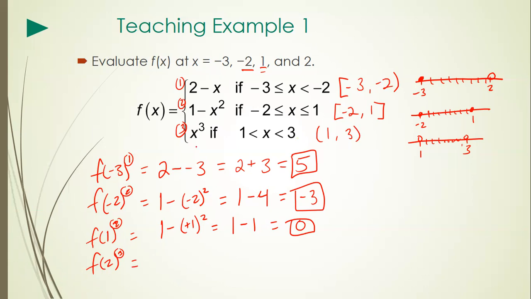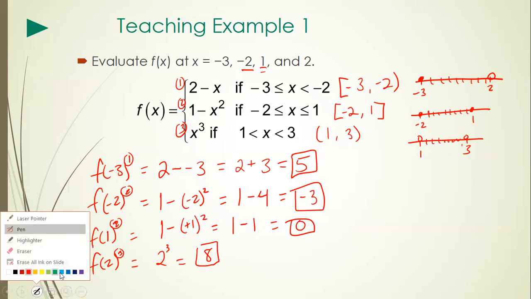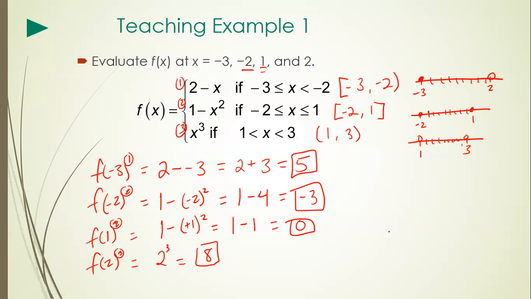For the third one, we're going to plug in 2 for x. That gives us 2 to the third, which equals 8, right? Good job. 2 times 2 times 2 is 8. How do we feel? Okay, because is 2 between 1 and 3 on this number line? Yes. Okay.